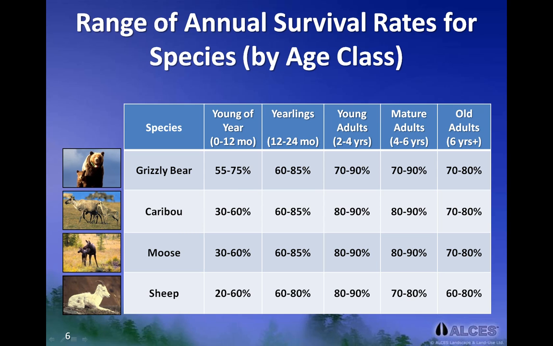The main point to see in this table is, as you look from left to right across the age class columns, there is a general trend in survival rates that shows young of year animals have the lowest survival rates of the 5 age classes. The range of survival values improves for yearlings, but is highest in young and mature adults. As animals become old adults, the survival rates start to decline and become more variable.